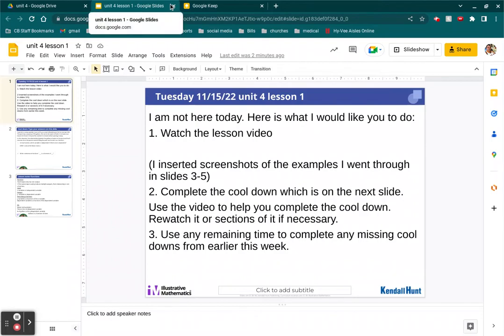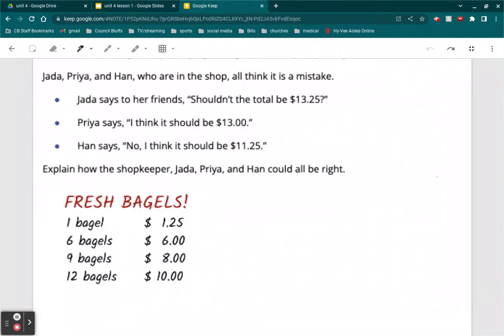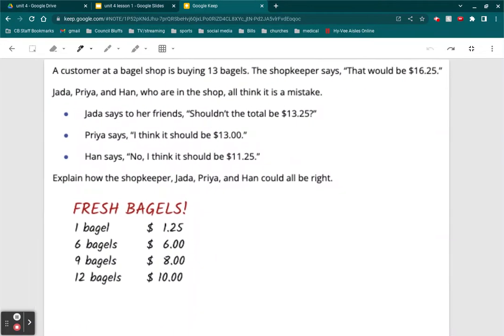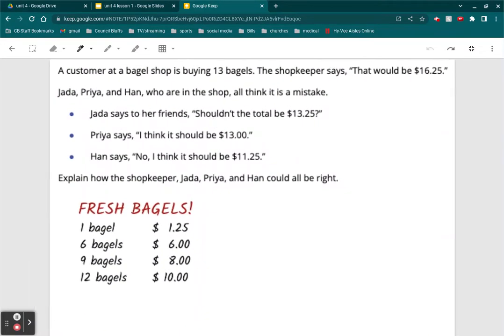go through this lesson. Let's go ahead and start with the warm-up, which is on the front page of the handout. So a customer at a bagel shop is buying 13 bagels. The shopkeeper says that would be $16.25. Jada, Priya, and Han, who are in the shop, all think it is a mistake.